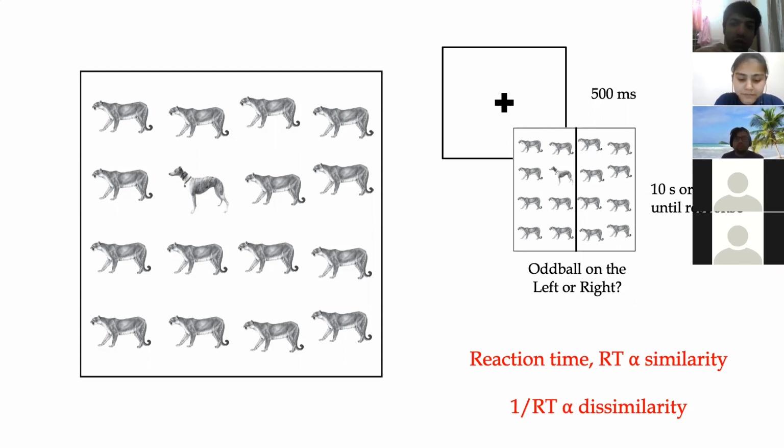Good. And we do this for multiple such pairs of objects, and also for each pair we showed this multiple times so that we get a good estimate of the reaction time. And as I showed you in the demo, the reaction time is a measure of how similar the target is to the distractor. Understood. So if you take the reciprocal, that gives you a measure of how dissimilar the target is to the distractor. So this is a measure of perceptual dissimilarity or perceptual distance.